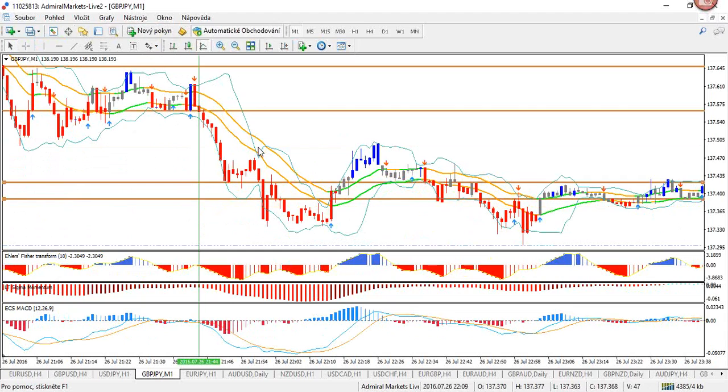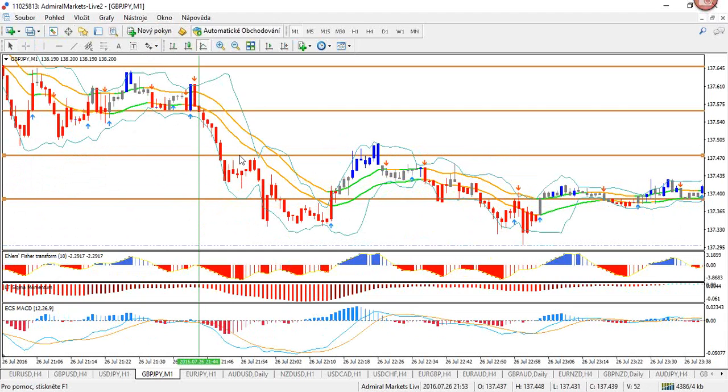Normally I have fractals, but I'm not sure what's going on. My fractals are not working. They were working yesterday as far as I remember, but today somehow not, so I need to figure out what's going on.